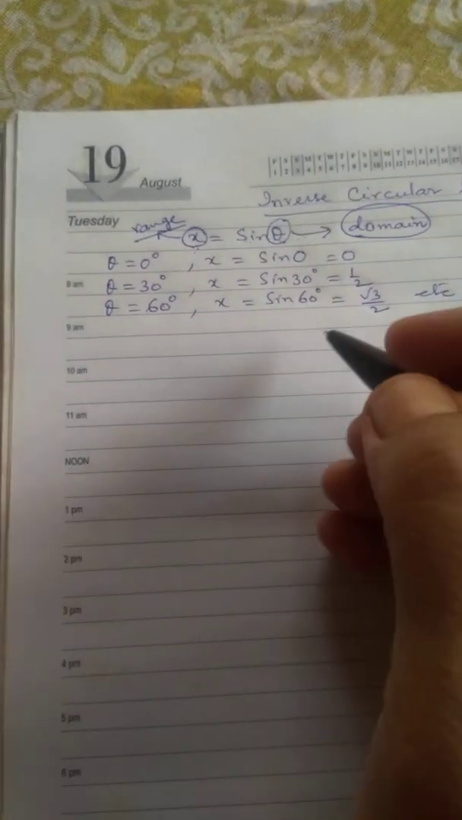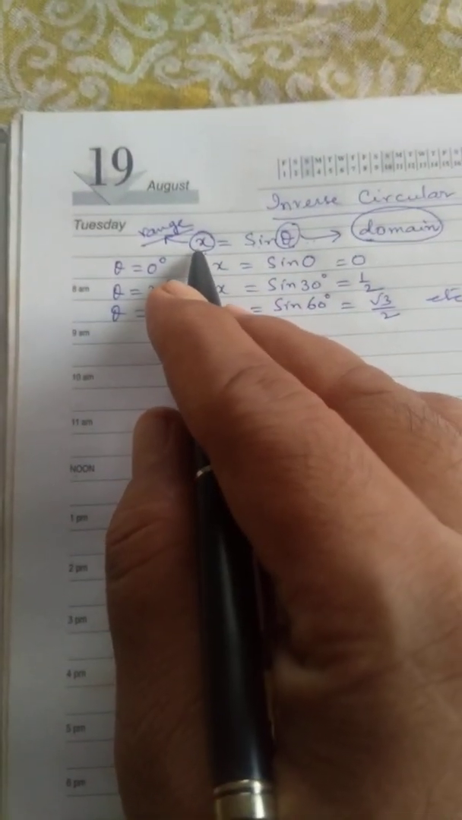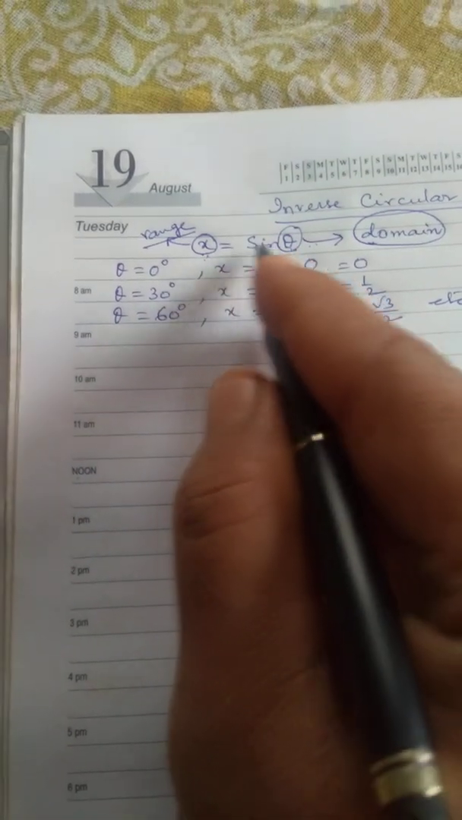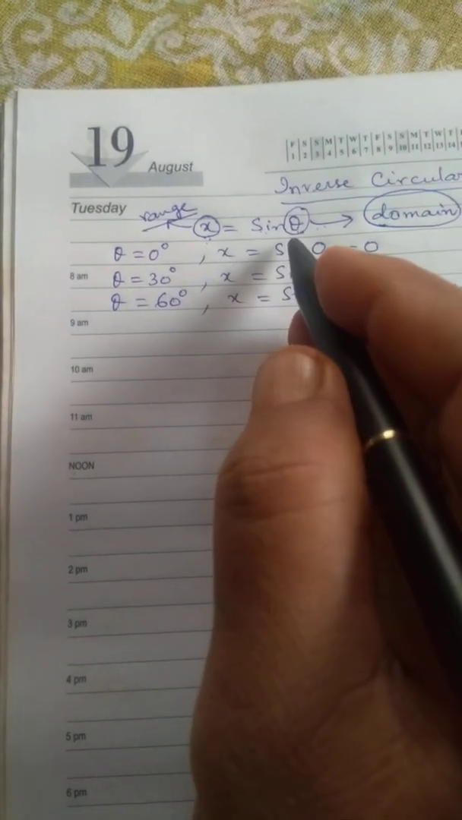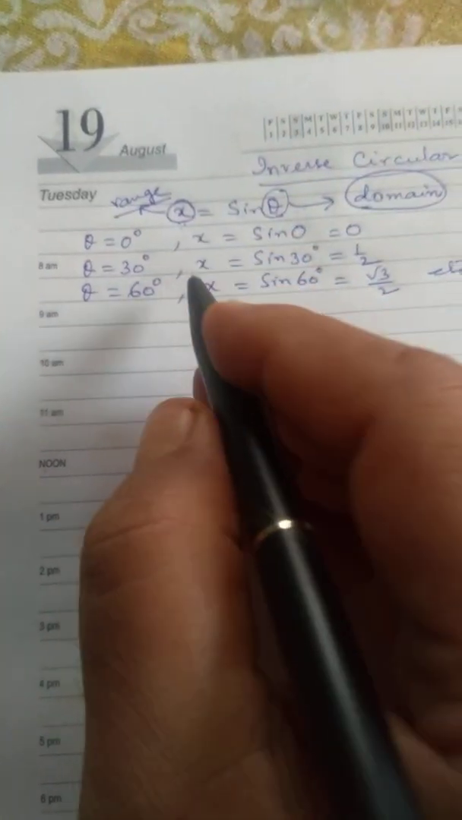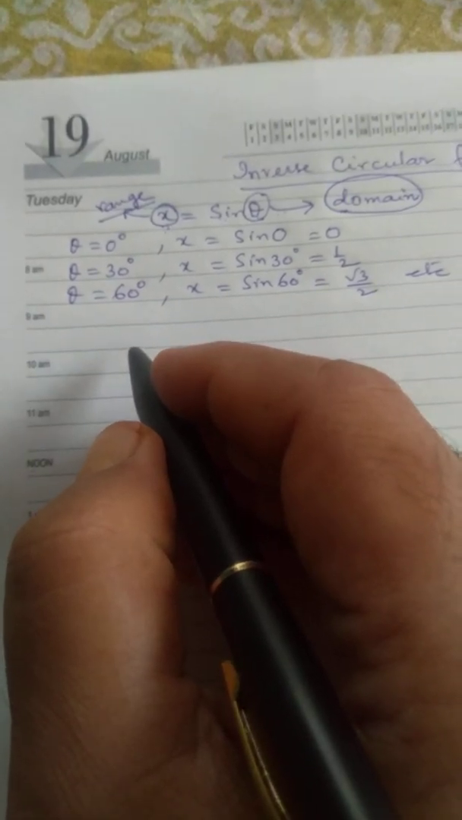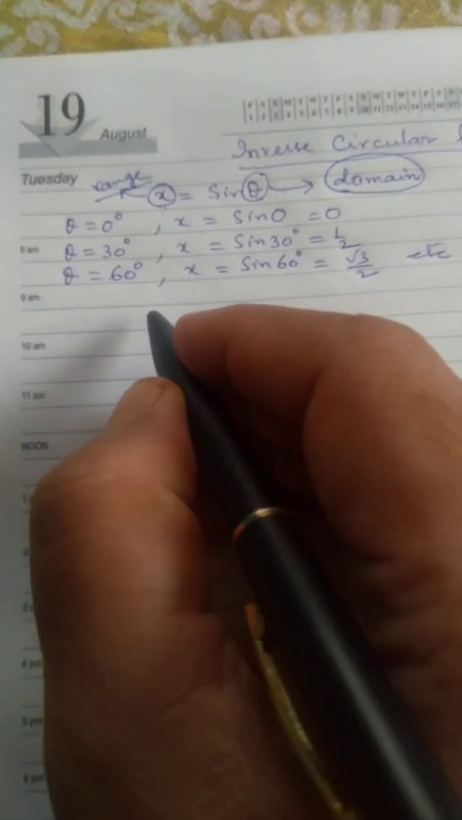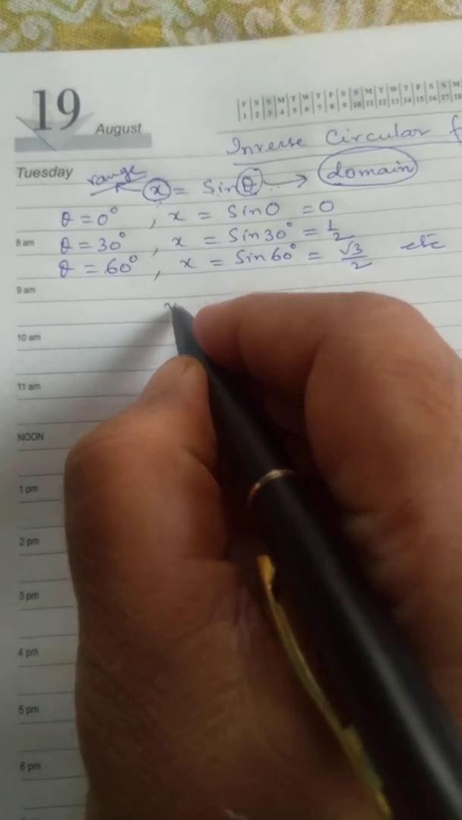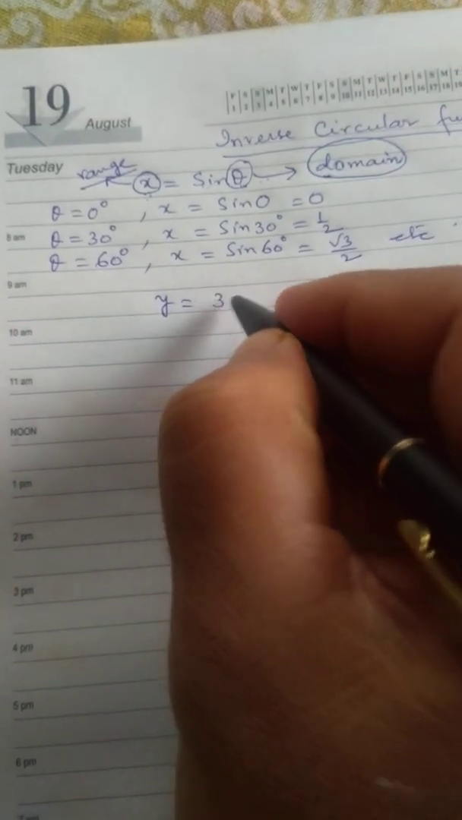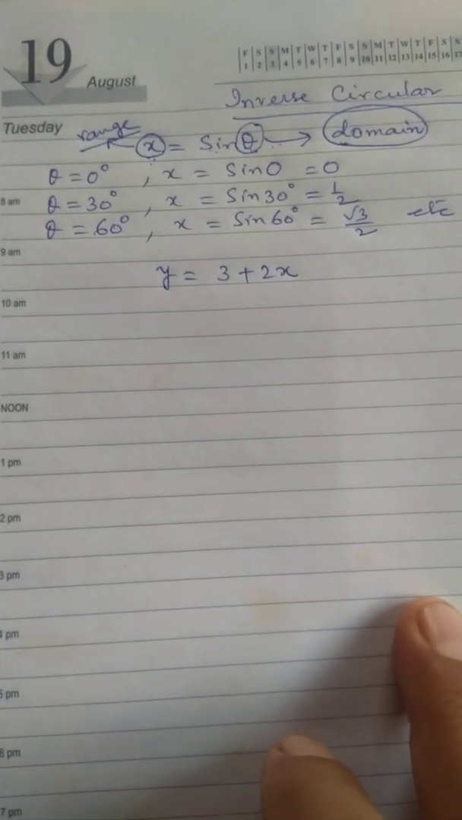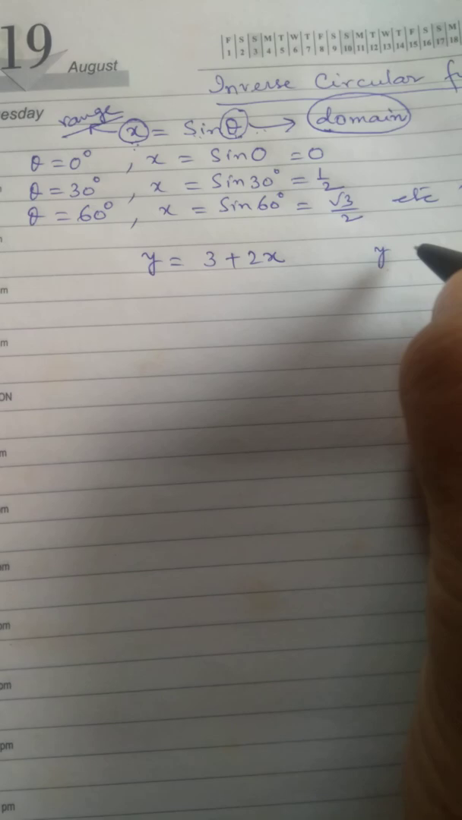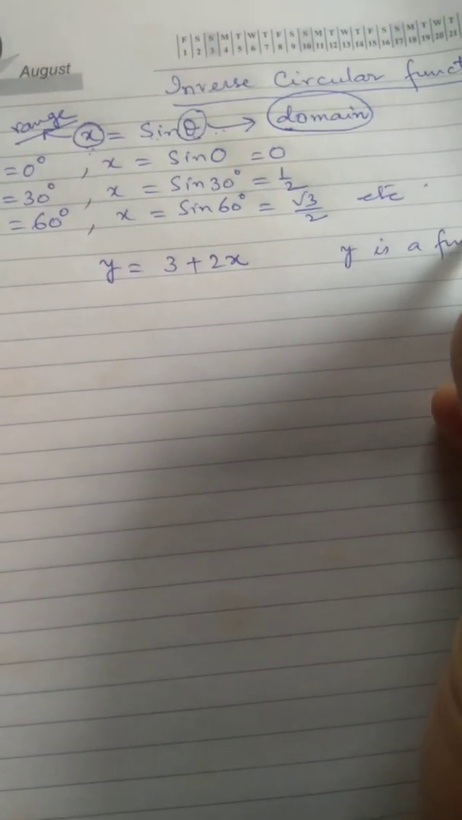Similarly, we will have some other functions as x is equal to cos theta, x is equal to tan theta, cot theta, sec theta, cosec theta, other trigonometrical ratios we may have. Suppose, in case of algebra, you have done, suppose y is equal to 3 plus 2x. Now y is equal to 3 plus 2x, it indicates that y is a function of x.